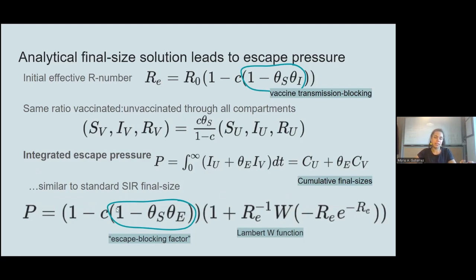But the key part here is this factor here, which is the escape blocking factor, because it has theta S, which is the vaccine protection against infection. But crucially, it has theta E, which is this parameter that I mentioned earlier that we don't know its value. We don't know whether it's lower than 1 or larger than 1. And so that's going to determine a lot of how the vaccination coverage affects the escape pressure. Because in front of this factor, we have the vaccination coverage here. And so the sign of this factor, that could be negative or could be positive, is going to determine a lot how vaccination affects the cumulative escape pressure.